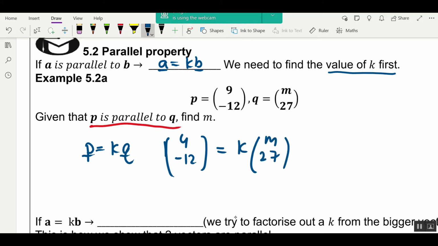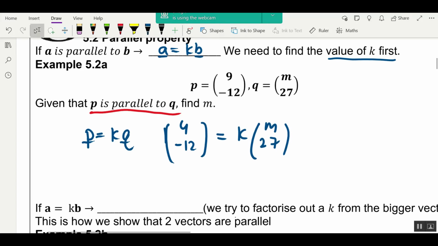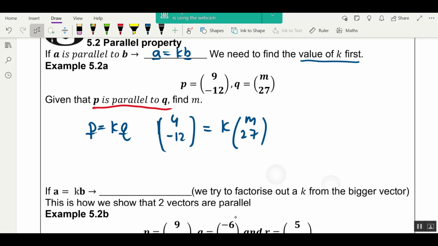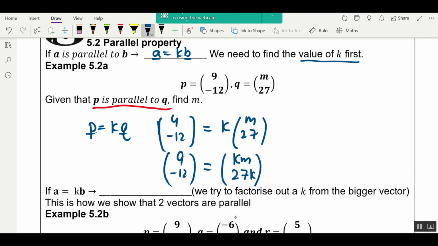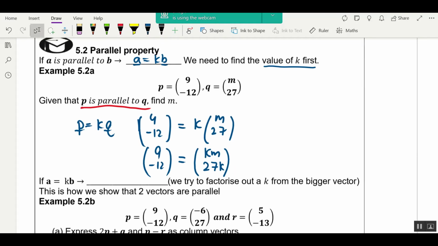You can do it the other way around, no problem. But still, the first thing we need to do is find out what k is. If we have a scalar multiple in front of the vector, we multiply the k to both the m and the 27. So this means that (9, -12) is equal to (km, 27k). Could we use the km to find anything? No, because they are two unknowns.